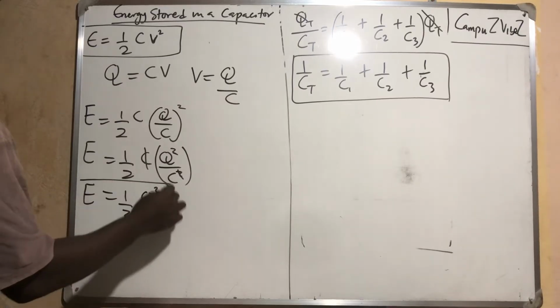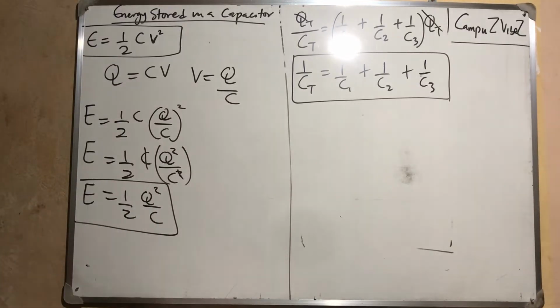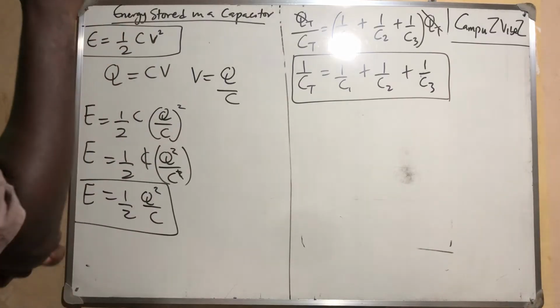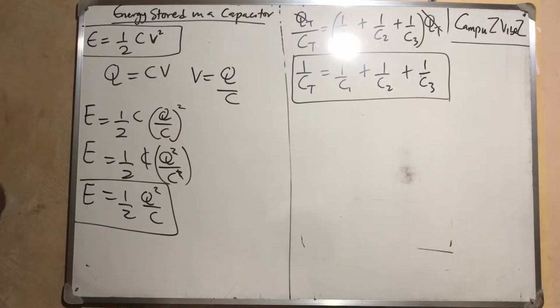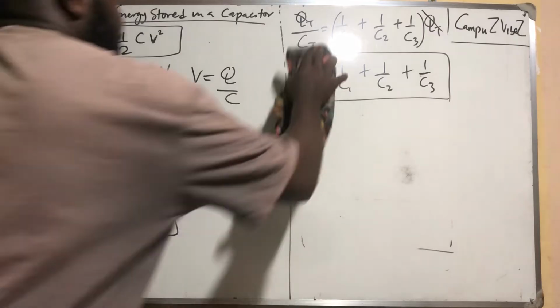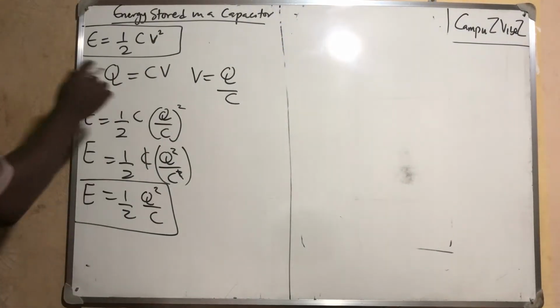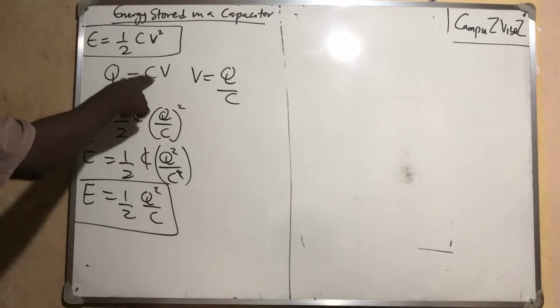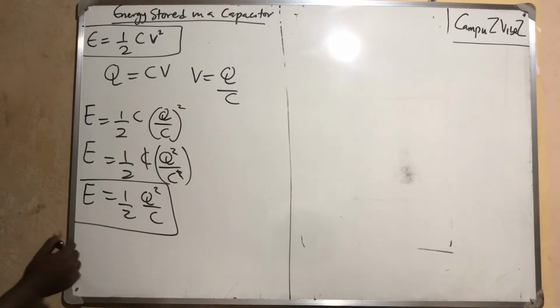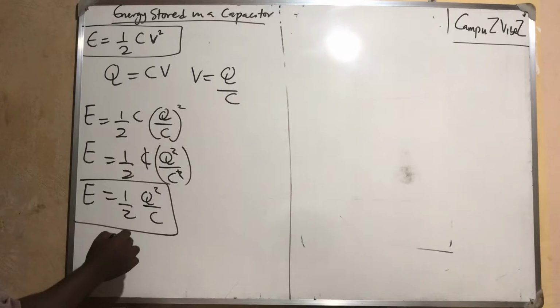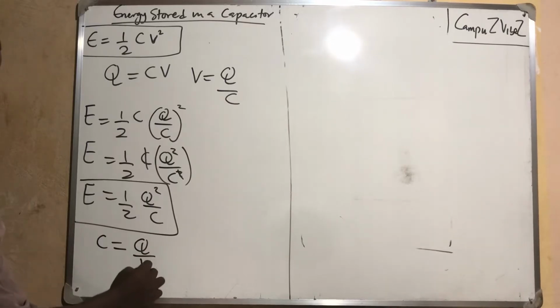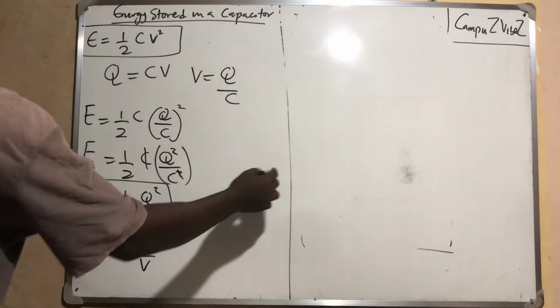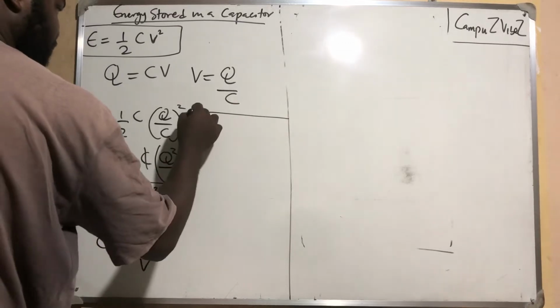So that is another one. Okay, that is another one. So another one is, from campus vibes, Q is equal to CV. From campus vibes again, Q is equal to CV, I can make my C subject. So if I make C subject of the formula, C will now be equal to charge over V. So what do I mean by that? Permit me to finish it up here.